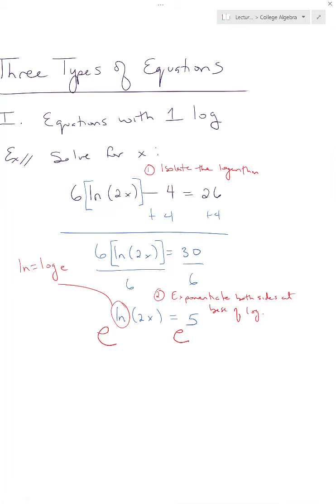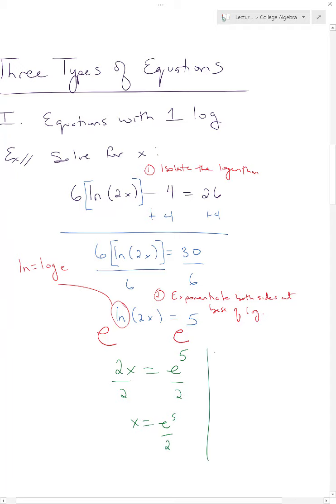Natural log of 2x is on the left, 5 is on the right, and because these two statements, log base e and e, have the same base, they essentially cancel each other out. This is our inverse property. And so we are left with 2x is equal to e to the 5th. And so when we divide by 2 to get x by itself, we have x is equal to e to the 5th divided by 2.